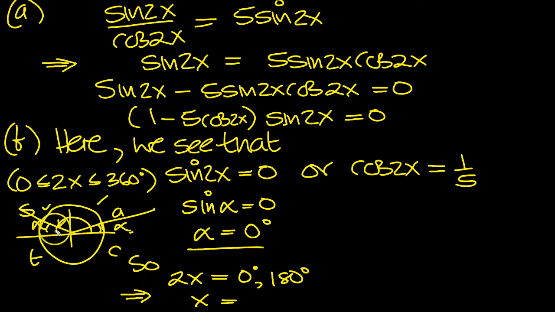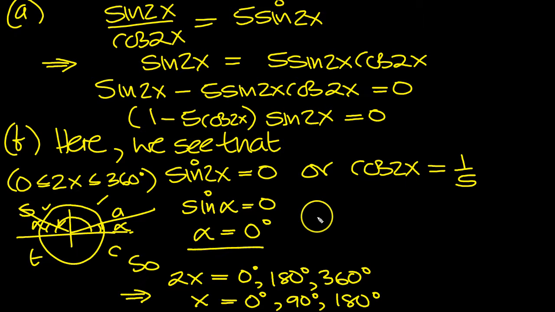And the next solution, sorry, it's 0 to 360, isn't it? It must be round to 360. We do get another solution come round here, don't we? 360 degrees. So our solution for x is 0, 90, and 180 degrees. Now let's look at this one then.